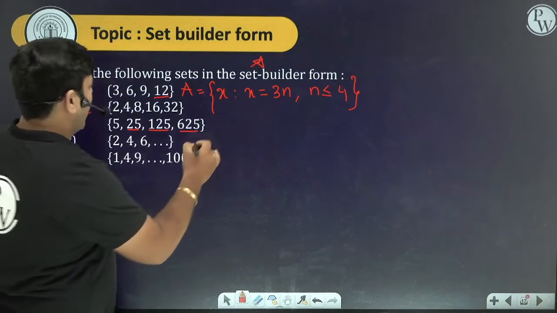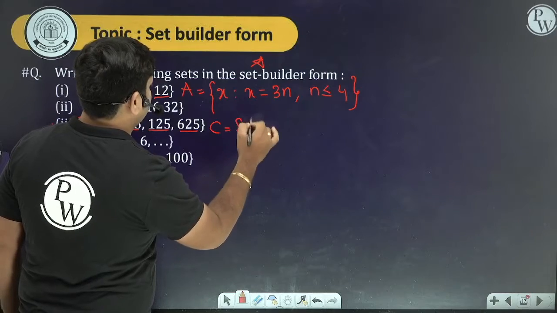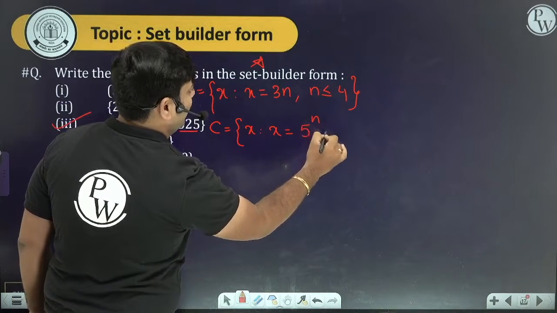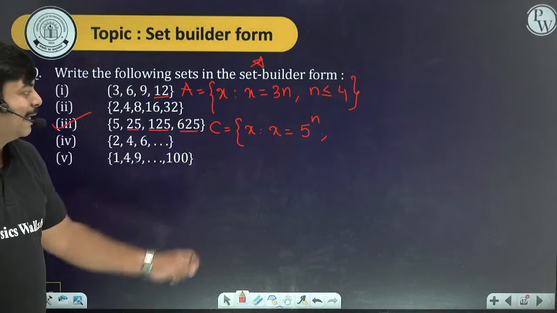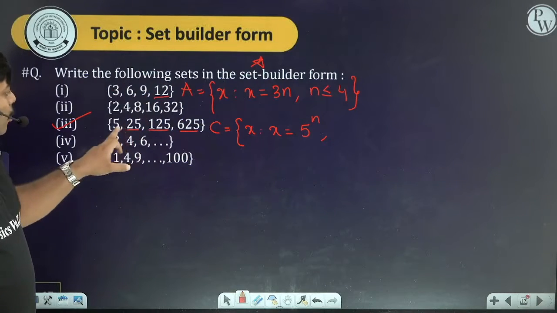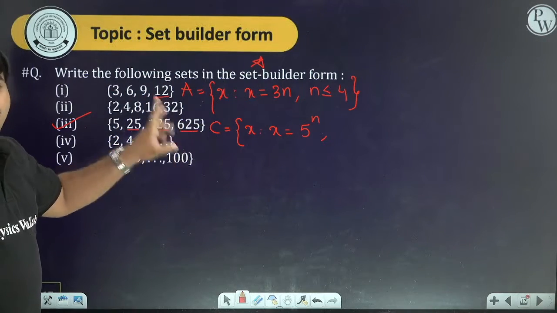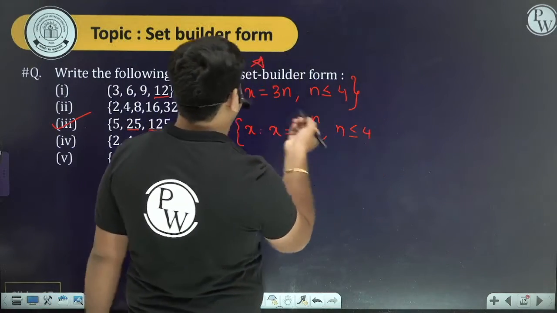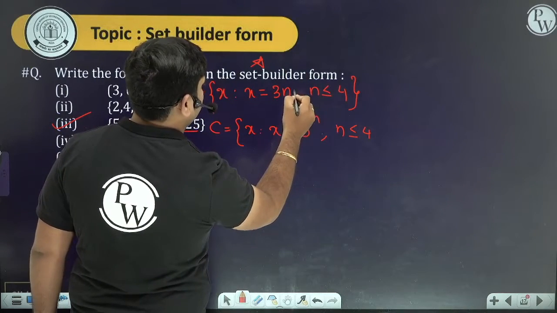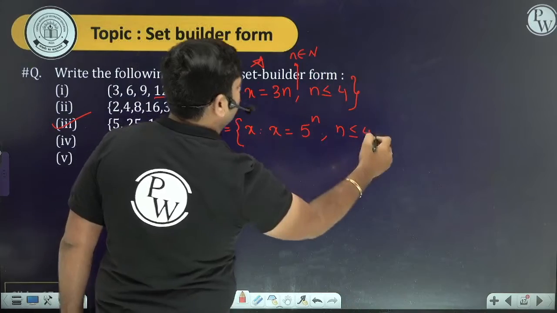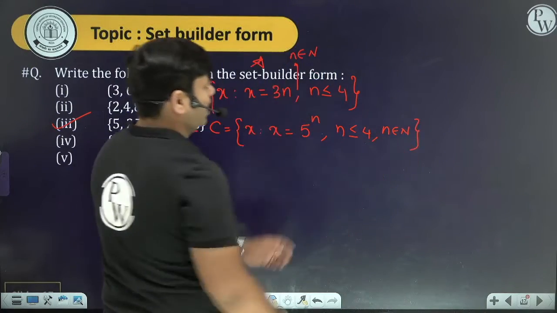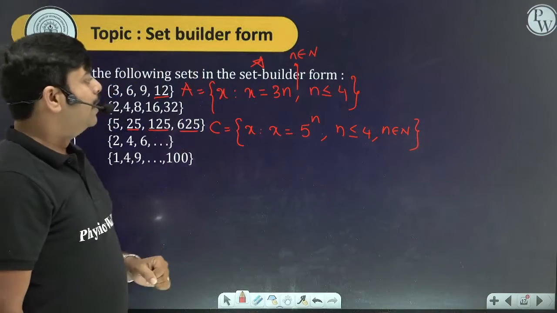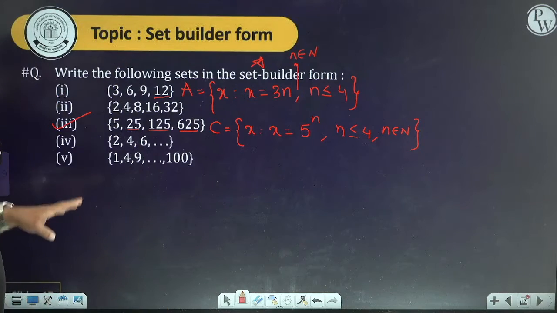So what can I write? I can write C is equal to X such that X is equal to 5 power n, because this is 5 square, this is 5 cube, this is 5 power 4. So n less than or equal to 4 again, okay? N is a natural number. I didn't mention that, right? Students, he had mentioned that n belongs to natural numbers, okay? And here also write n belongs to natural numbers. Again, if I don't write natural numbers, you can still go with the negative numbers as well, okay? So, starting as well as ending should be listed inside that, okay?